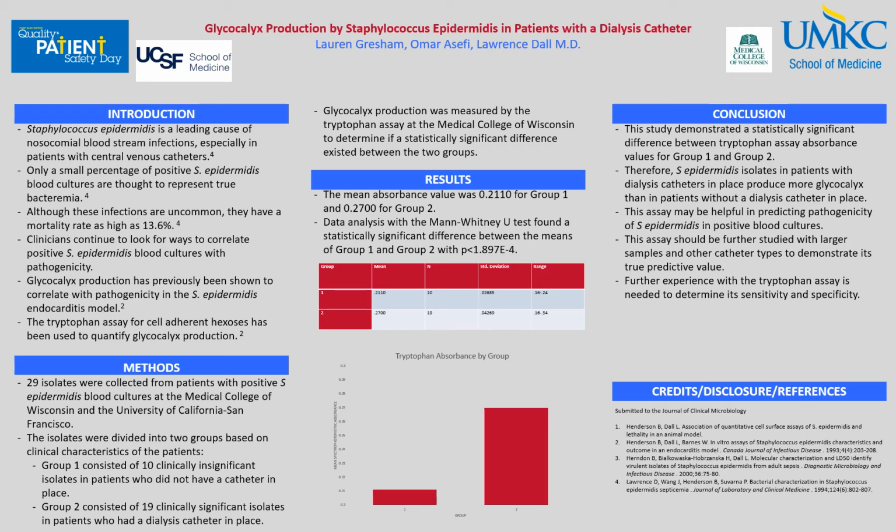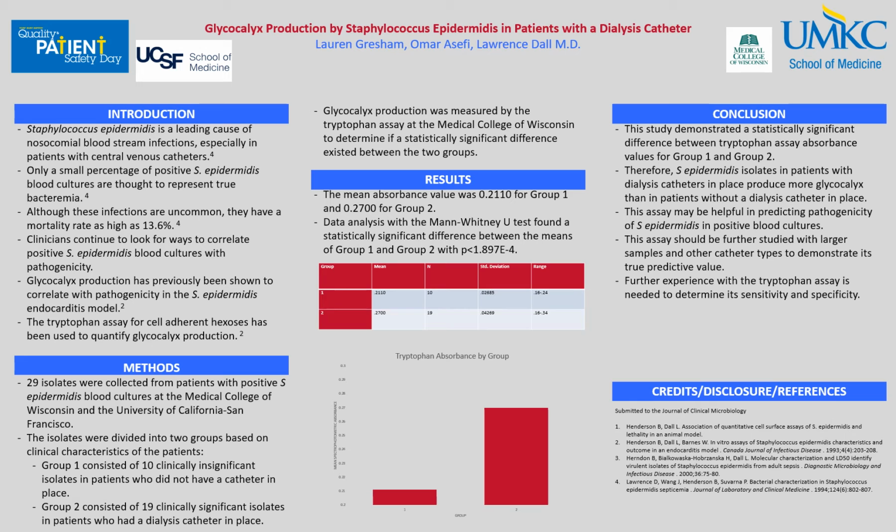blood cultures at the Medical College of Wisconsin and the University of California, San Francisco. The isolates were divided into two groups based on their clinical characteristics. Group 1 consisted of 10 isolates that were judged to be clinically insignificant contaminants in patients who did not have a catheter in place. Group 2 consisted of 19 isolates that were judged to be clinically significant in patients who did have a dialysis catheter in place.